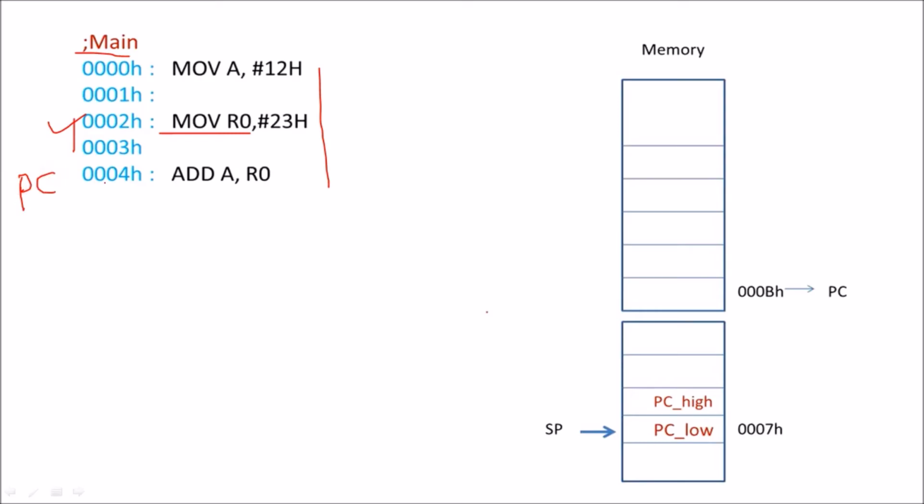and after fetching this instruction, contents of program counter will be 0004H. So while executing this instruction, suppose interrupt occurs, then microcontroller completes the execution of this instruction. It will execute the instruction and then it executes instruction push PC. So that means it stores the address of next instruction on stack memory.